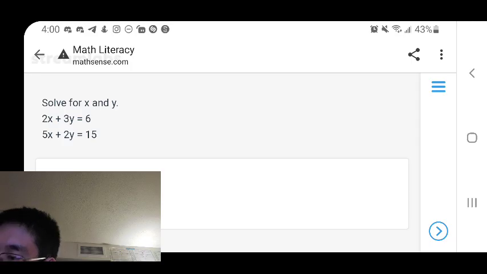So what's this? 35. So for x and y, this is fun. Systems of equations. What I like to do is get y by itself. Just write it down. 2x plus 3y equals 6.